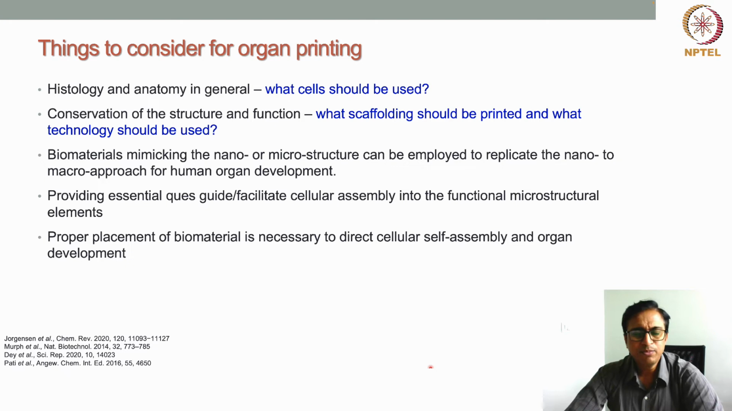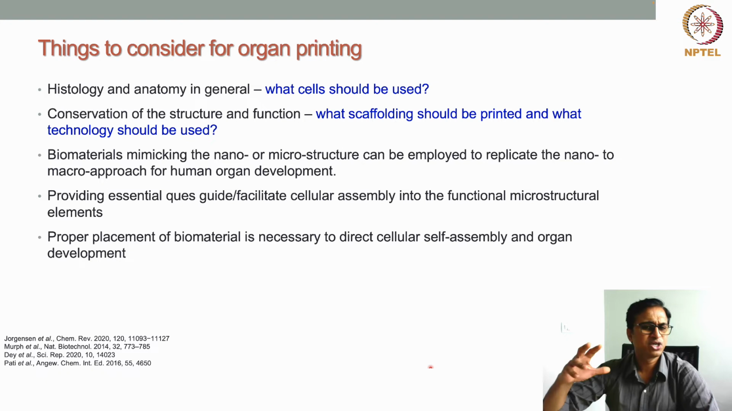Similarly, when we are thinking about developing the nano to macro approach for human organ development, we also have to recreate that kind of structure, from nano to macro, with nano to micro architecture. Different biomaterials can be employed to mimic those nano or micro structures. Different biomaterials, if we study them well, have their own microstructures or nanostructures.